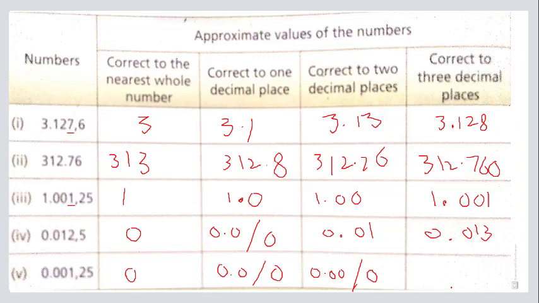Now correcting to the third decimal place, in this case it is 1. After this 1 there is 2, 2 is less than 5, so 1 remains 1. So you will write 0.001. So this is how you round off the numbers. I hope you have understood this question.